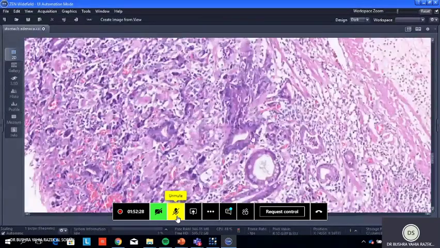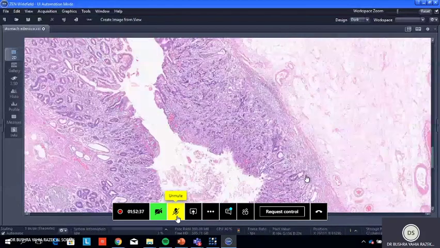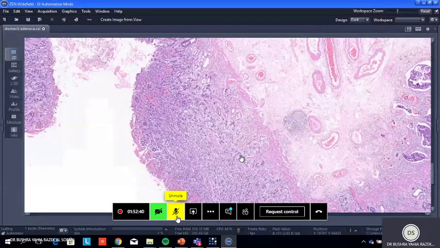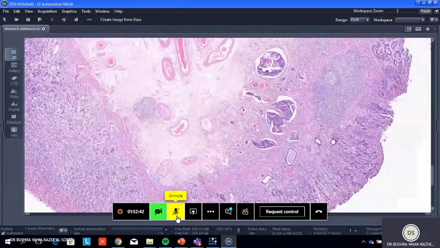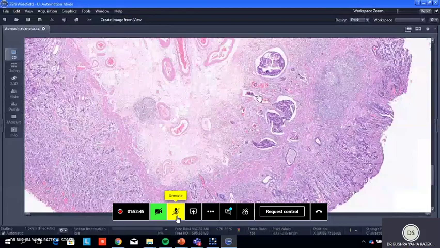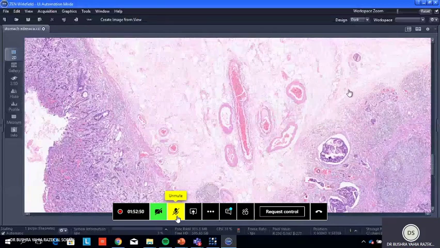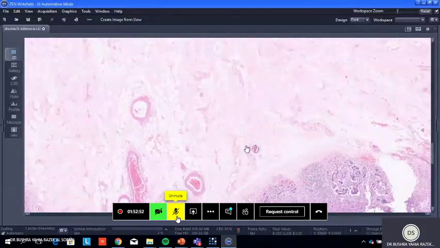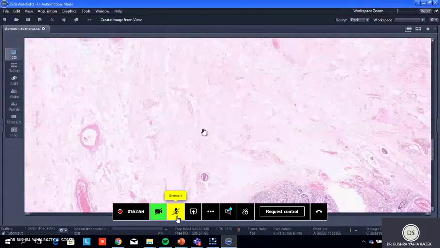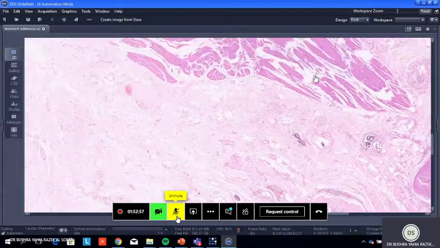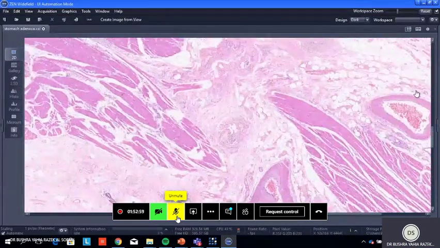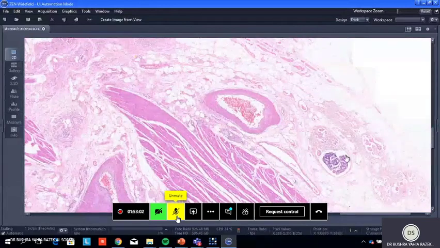Also this one, look how irregular it is. This invasion. Here it is very obvious. In this area we can see the invasion into the submucosa. The muscularis propria is already involved, and the serosa.